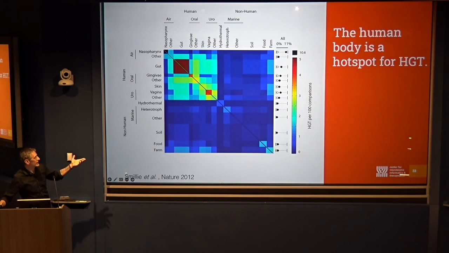And so that entire top left is the human body. And it gets even more likely that two things will exchange DNA if they come from the same part of the human body. Okay, now here's the really interesting part.